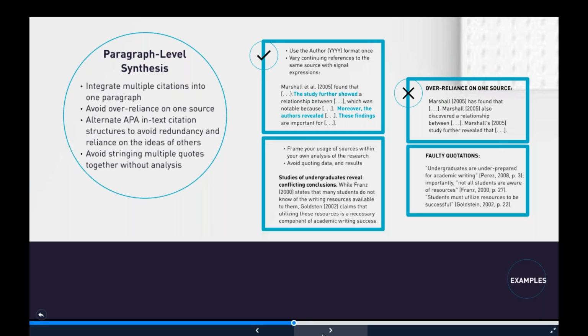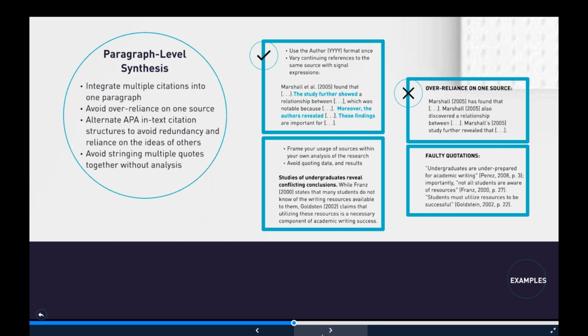To fix this, frame your usage of sources within your own analysis. So avoid direct quotes entirely where you can, and don't quote data and results. There's no need to do this because we can paraphrase it. Your general rule of thumb should be, if I could paraphrase this without losing the power of this information, I should do it. If you can't rephrase it in a better way and it's a very powerful statement, that's an excellent usage of a direct quote.